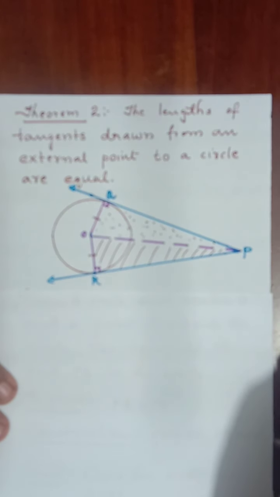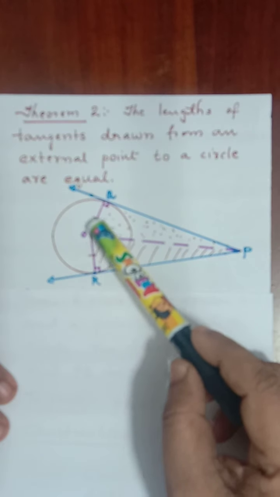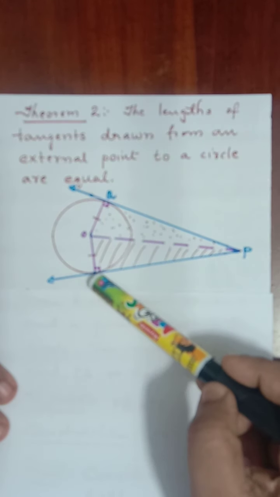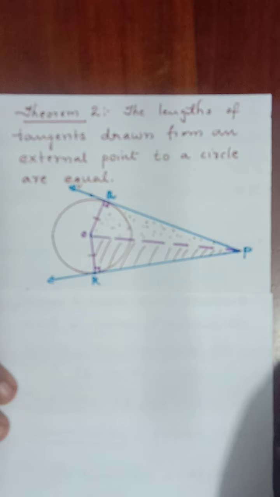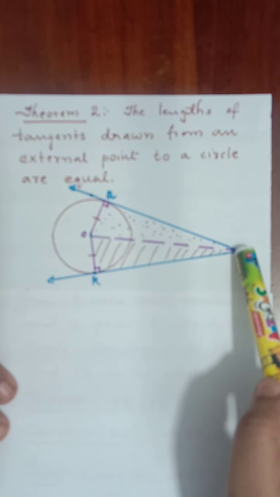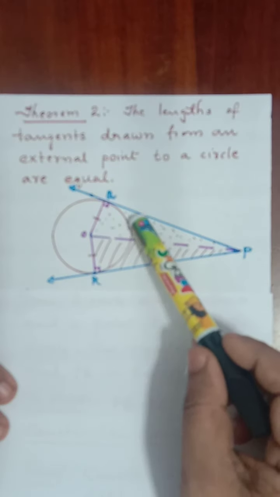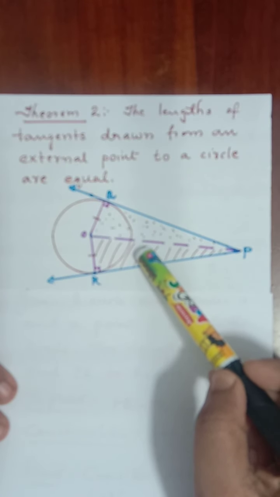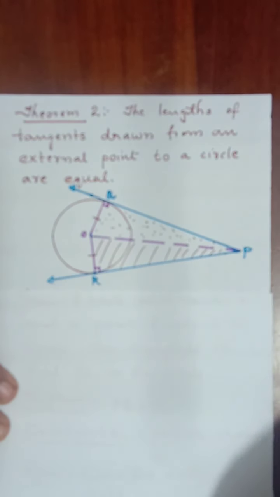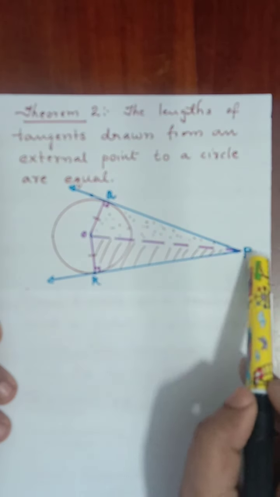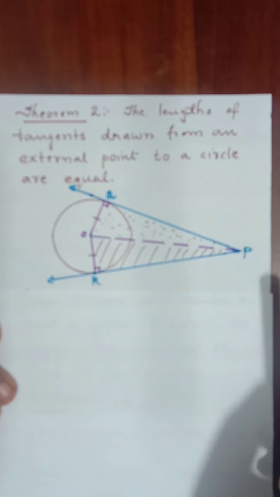Then third step is construction. What is our construction? We have to join OQ, OR. They are the radii of the circle. Join OP also. So that we will see two triangles here. Now construction over. Now comes the proof. We have to prove that PQ and PR are equal.